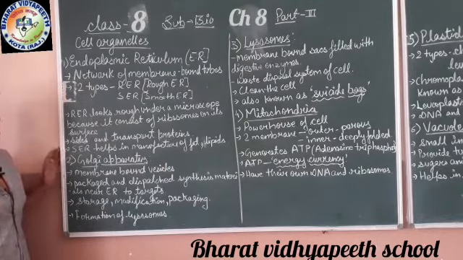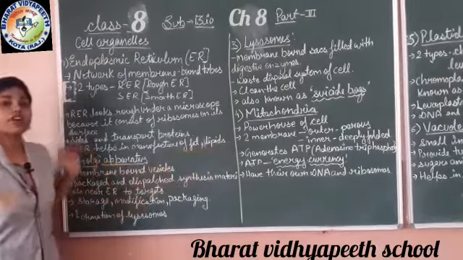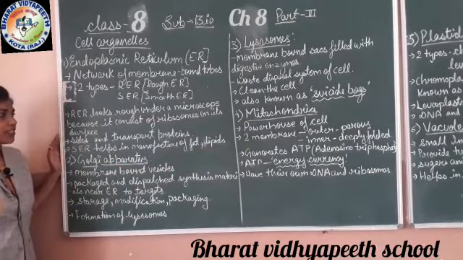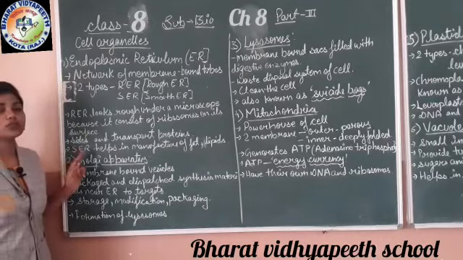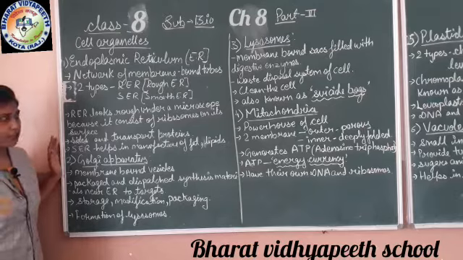Next, SER, smooth endoplasmic reticulum, manufactures fats and lipids. Fat and lipid type of materials are stored or manufactured in the SER, that is the smooth endoplasmic reticulum.